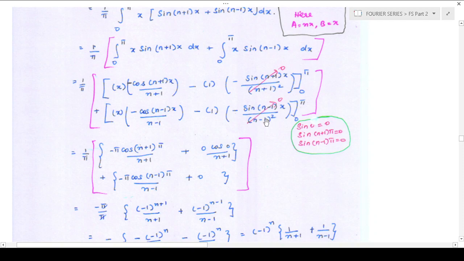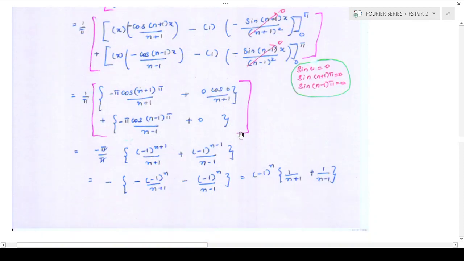Now, if you apply upper limit pi, sin n plus 1 into pi is 0. Sin 0 is also 0. Here also, sin n minus 1 into pi is 0. Sin 0 is also 0. The second term is coming to be 0 here. So what we are going to do is apply the limit for the first term: upper limit minus lower limit. Similarly, upper limit minus lower limit you are applying. You are getting like this.